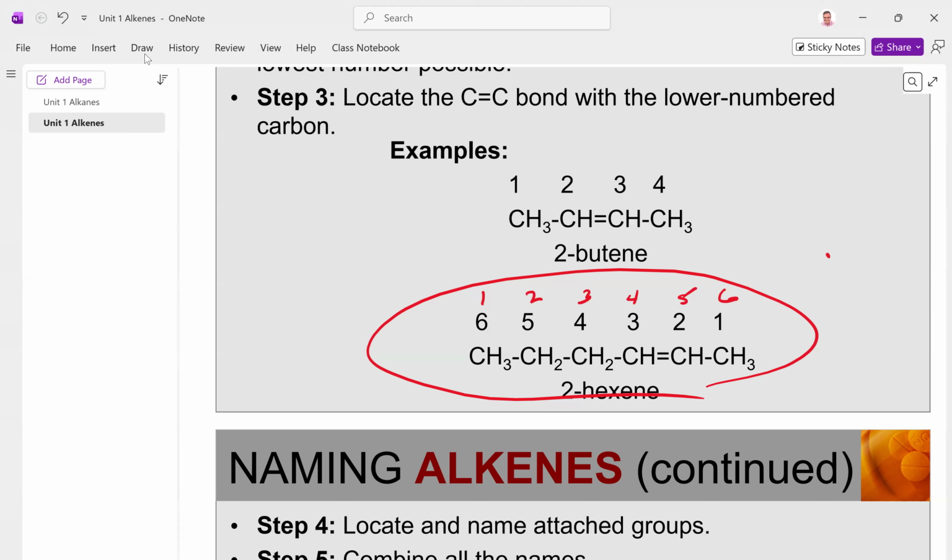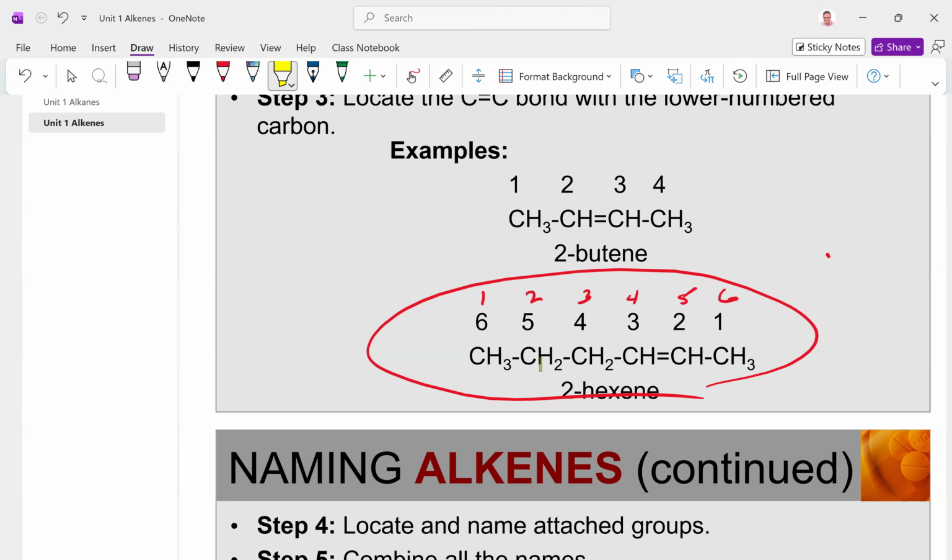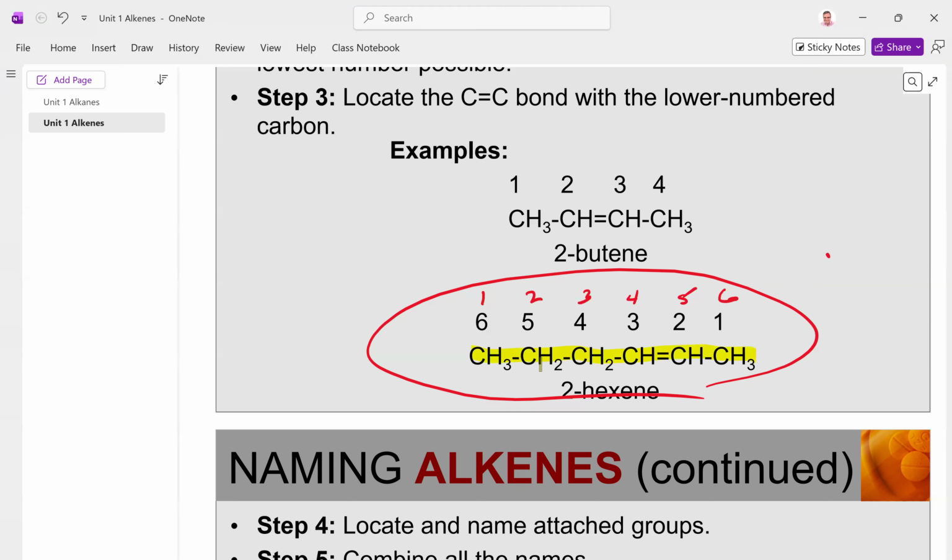Okay, so the backbone here is very straightforward. Do we have any branches?